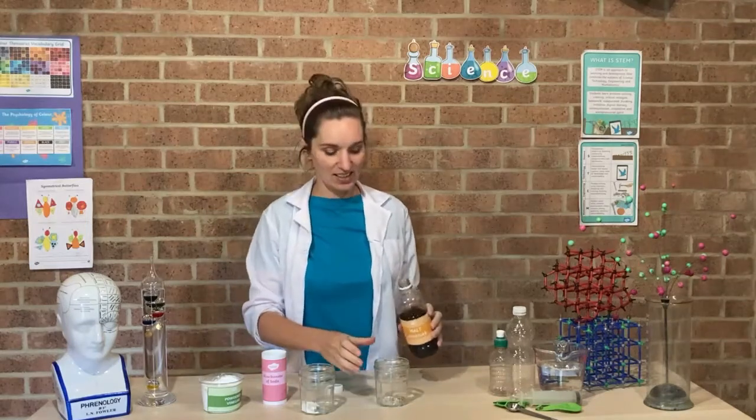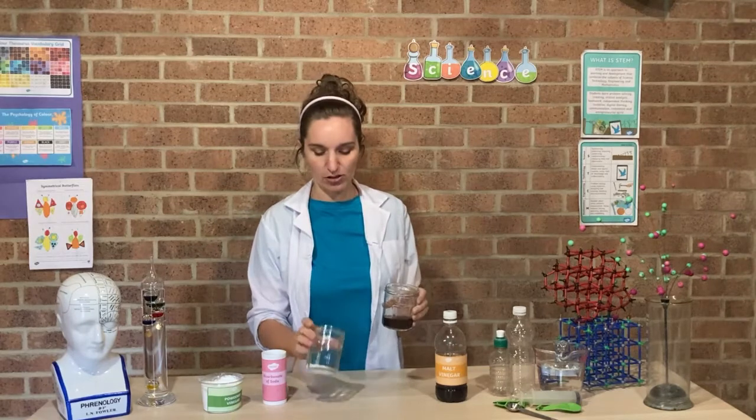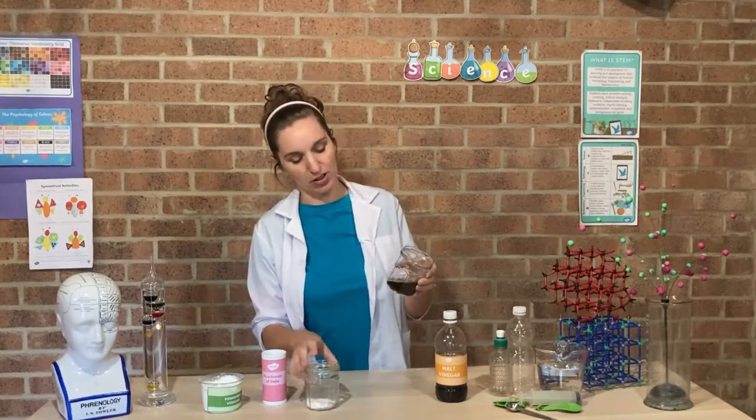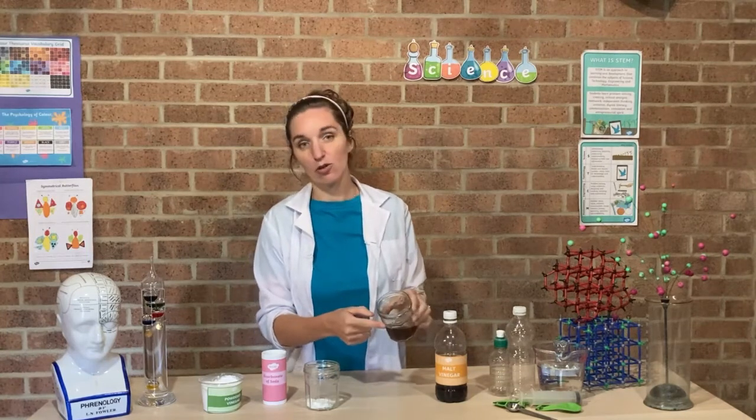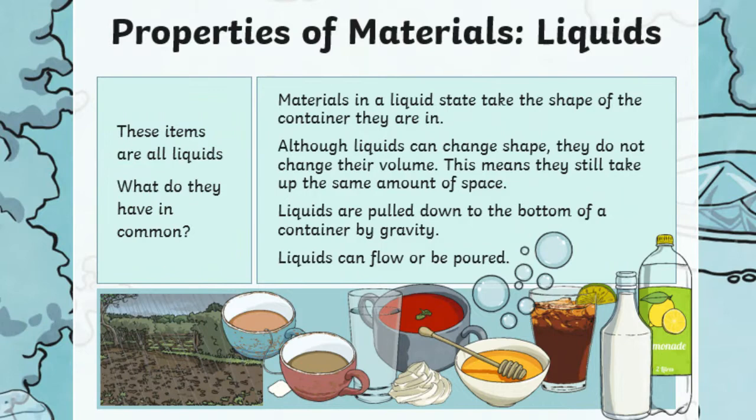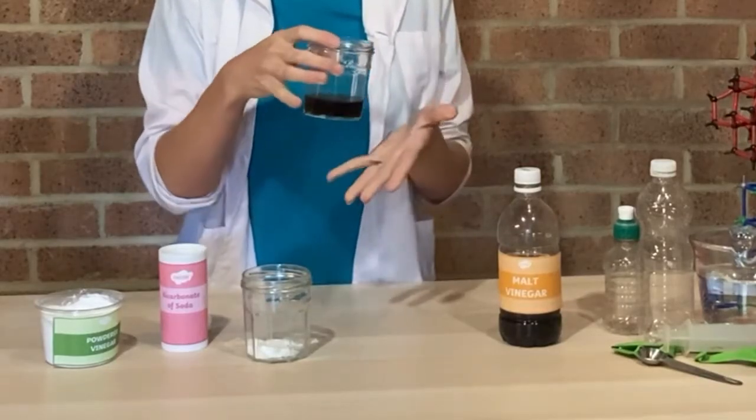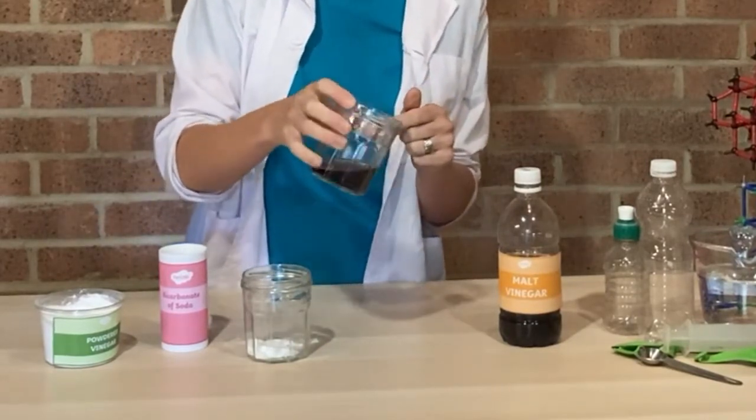Next, let's have a look at some vinegar. Our vinegar is a bit different to our solid bicarbonate of soda, and you might think of another word you could use to describe this because it's flowing. So it's a liquid. Can you think of any other liquids? Liquids will change shape depending what container they are in, but they won't change volume. So it'll always be the same size of liquid, but it will change its shape.